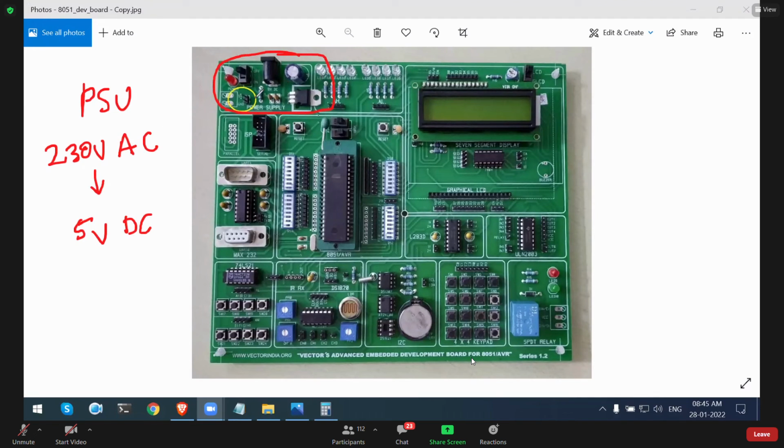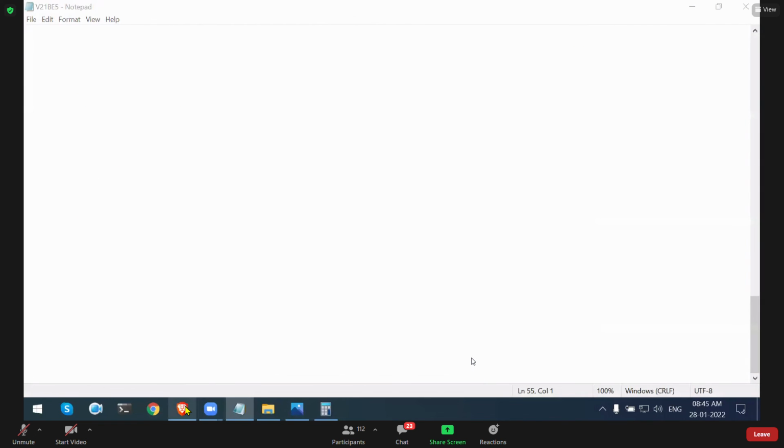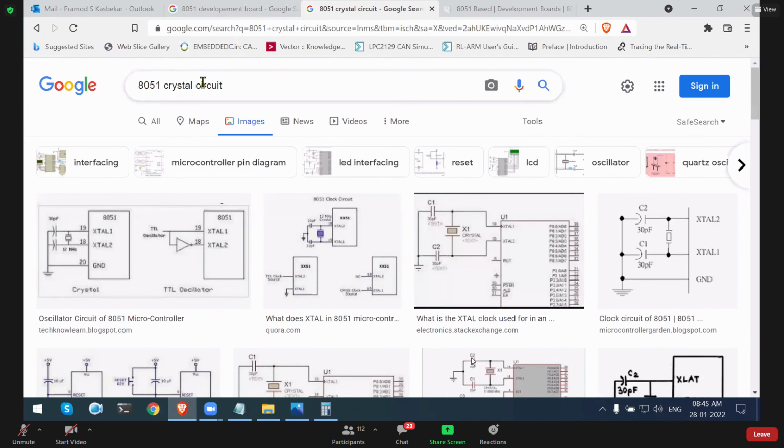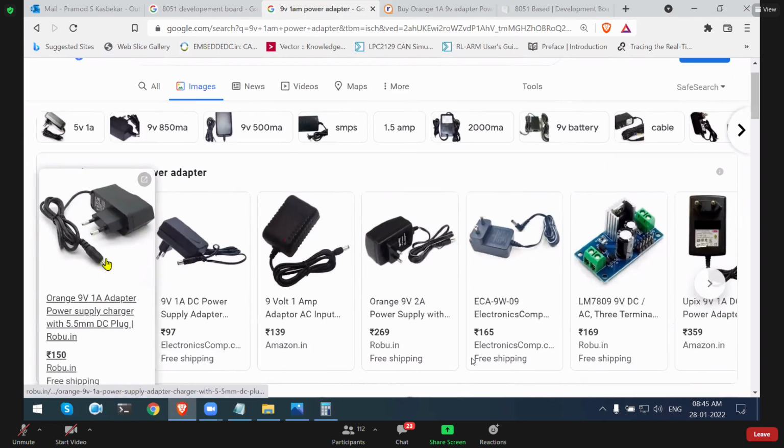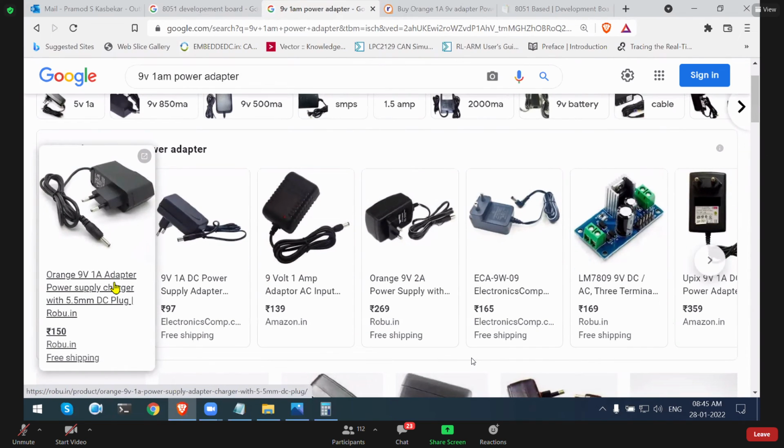Half of the power supply unit is given here, and we are using an adapter also. That adapter also does half of the work. If you check for a 9 volt 1 ampere power adapter, this adapter also does half of the work. This 9 volt 1 ampere we usually use, though 9 volt 2 ampere you can also use. So this adapter will do it, right?